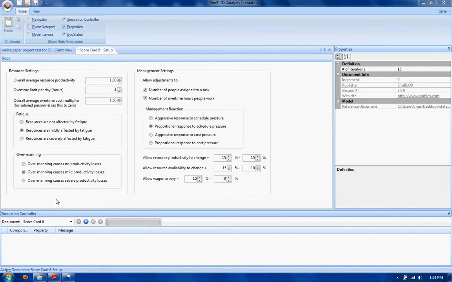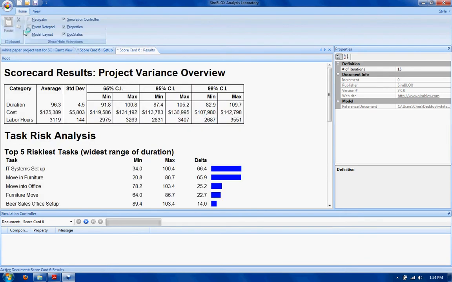Now we're going to view the results from the scorecard analysis. So go up to the menu, select View, Results, and the first two things you'll see, at the top, are basically some statistics on the project.